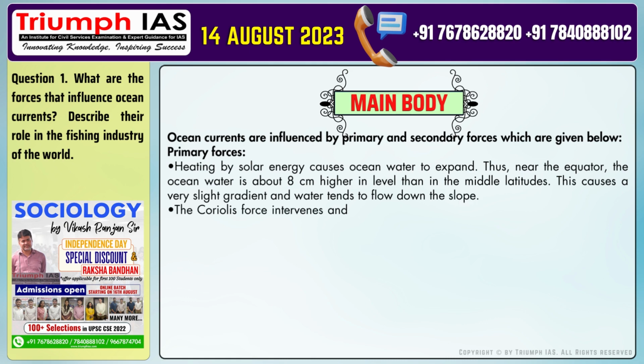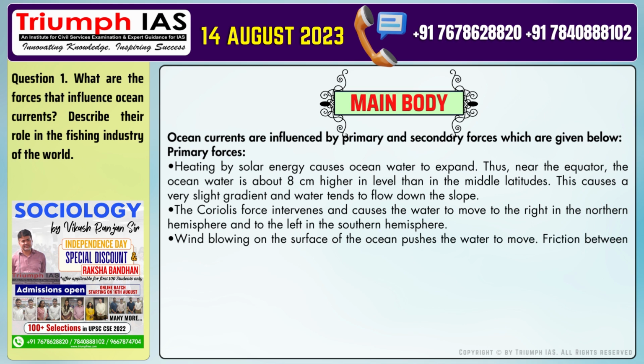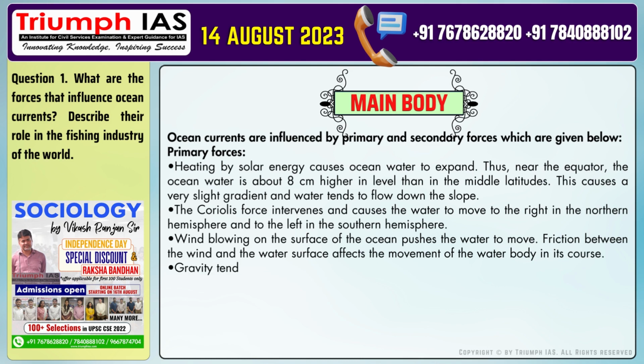Number 2. The Coriolis force intervenes and causes the water to move to the right in the northern hemisphere and to the left in the southern hemisphere. Number 3. Wind blowing on the surface of the ocean pushes the water to move. Friction between the wind and the water surface affects the movement of the water body in its course. Number 4. Gravity tends to pull the water down the pile and create gradient variation.